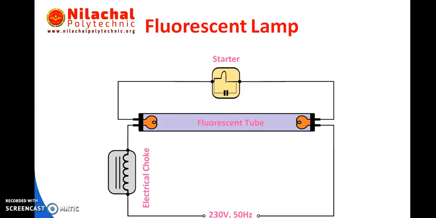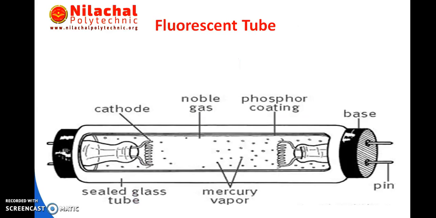So what is the purpose of this fluorescent tube? You can see here, this is the pin and this is the base, and this is a phosphorus coating. Inside the tube is a phosphorus coating and the seal is a glass tube. That means they are sealed, and inside the tube mercury vapors are present and some noble gases are present, and this one is a cathode. Clear? This is the fluorescent tube.